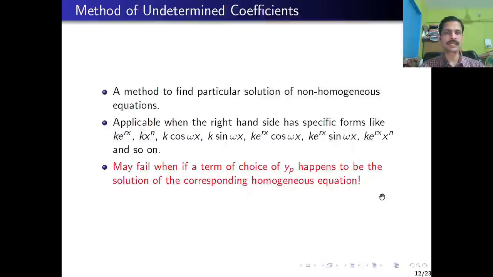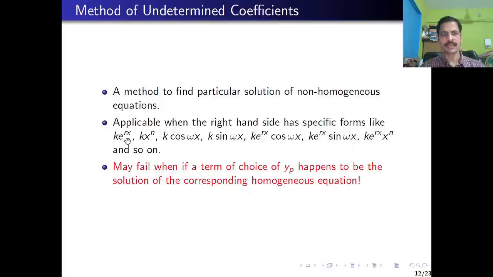Next, we'll learn another method of finding a particular solution of the non-homogeneous second order linear ODE. This method can be used only when the right hand side of the non-homogeneous ODE has a specific form like k e raised to rx, k x raised to n, k cos omega x, k sin omega x, k e raised to rx cos omega x, k e raised to rx sin omega x, k e raised to rx x raised to n, and so on.